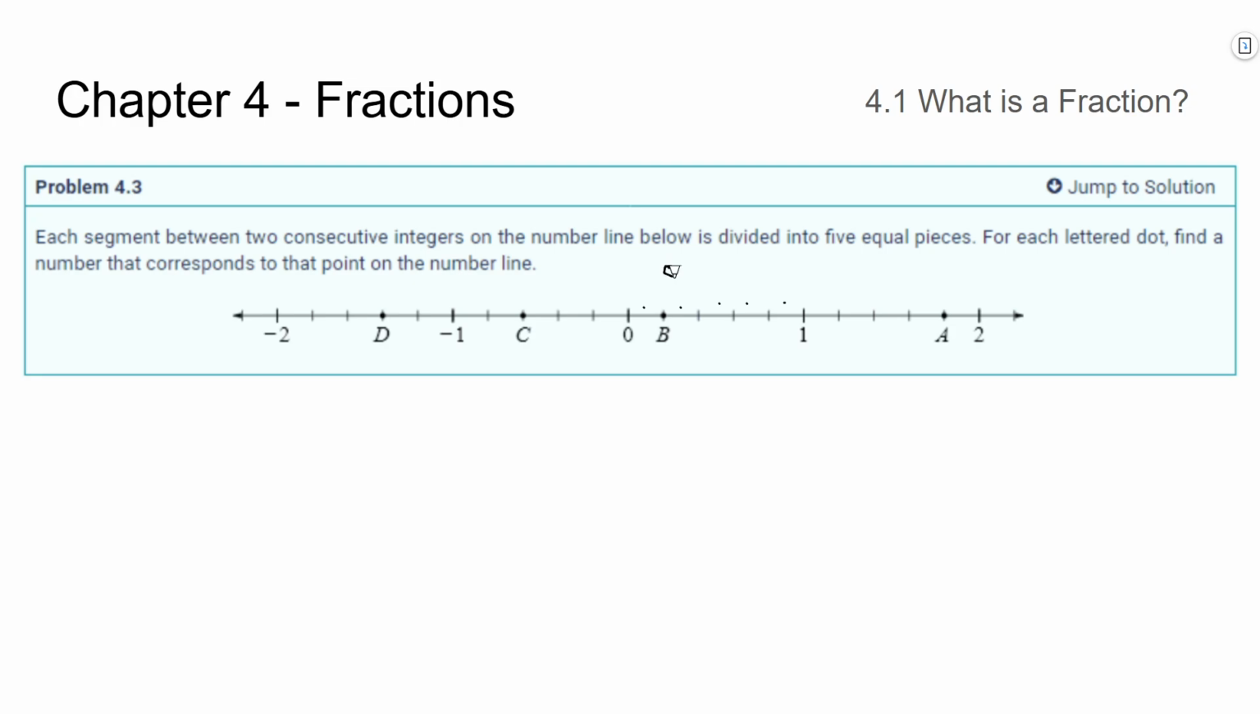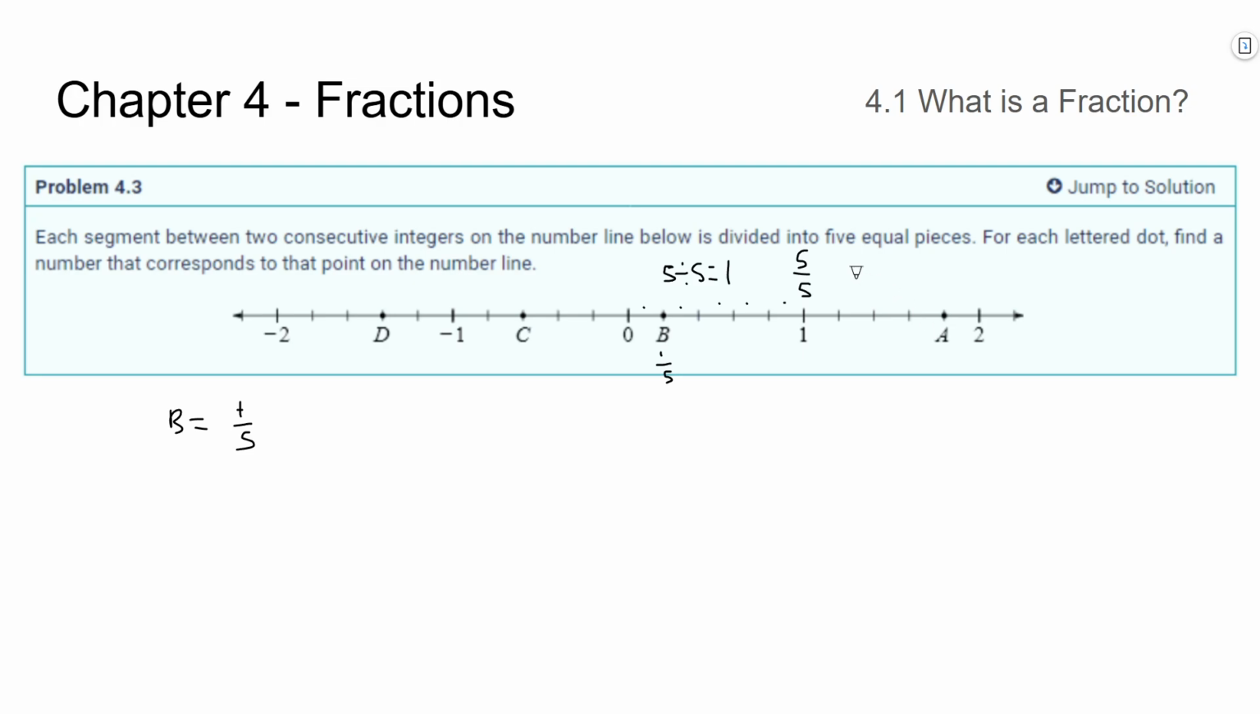So there'd be 5 pieces in the whole. And so 5 divided by 5 would end up being 1, or 5/5 would be right here, which means B would be at 1/5. We'd have 2/5, 3/5, 4/5, and then 5/5. All right, so we know B is 1/5.